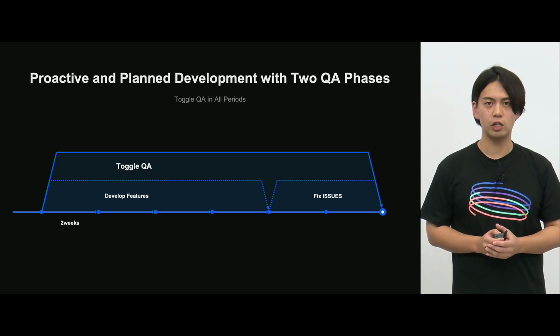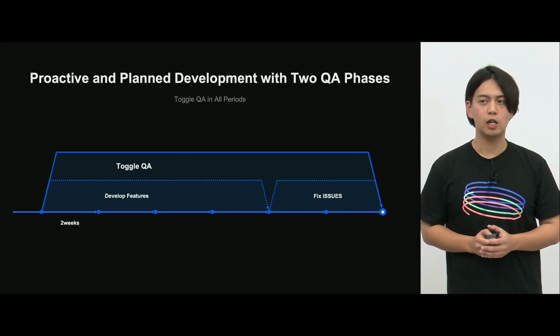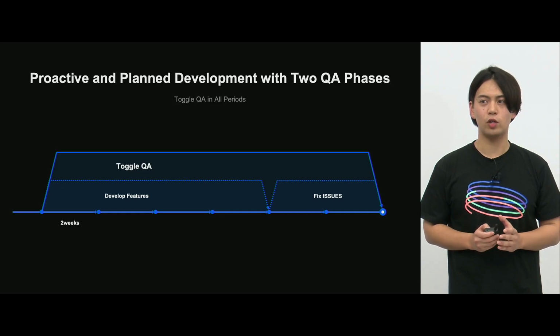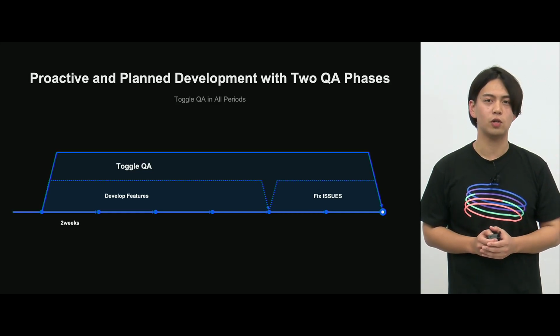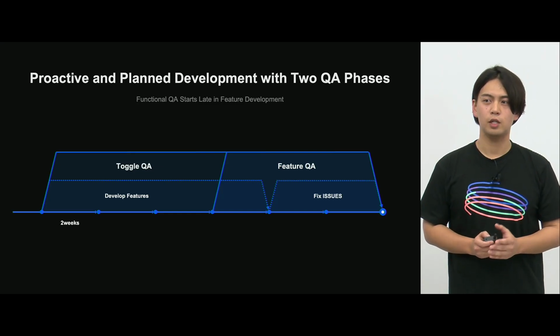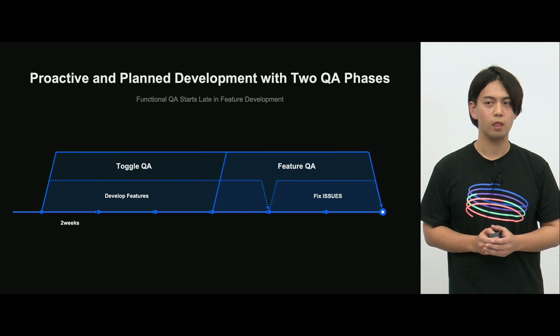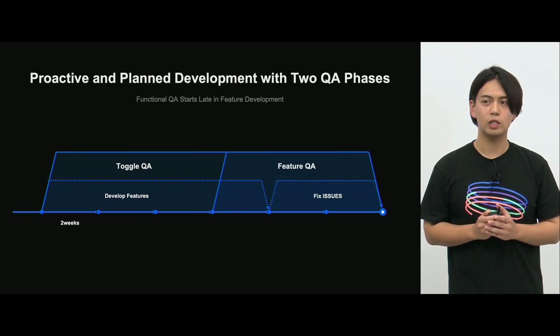We planned the toggle QA to be performed in all sprints because it affects the production environment. And this is an important point: we decided that the function QA, which checks the implementation of the new functionality, will be performed in the latter half of the development up to the release.